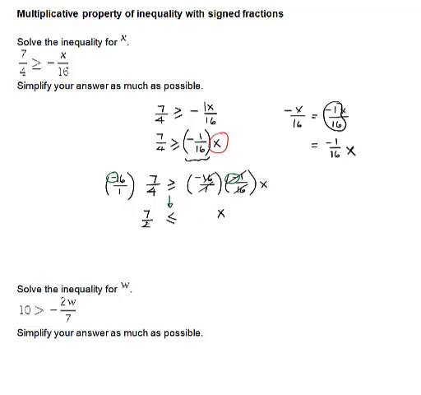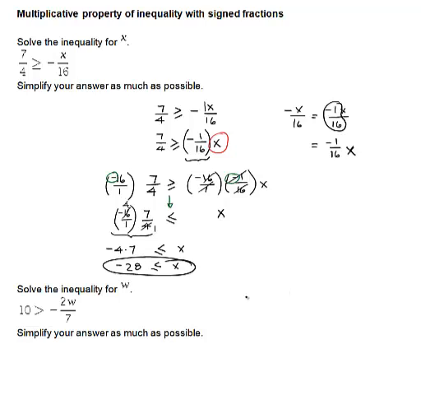I have 7/4 on this side, and I'm multiplying it by negative 16 over 1. Now I can just do the simplification on this side. 4 goes into 4 one time, 4 goes into 16 4 times. So I have negative 4, making sure I still have my sign there. That's negative 4 times 7 is less than or equal to x. So negative 28 is less than or equal to x. Okay, so that's my solution.